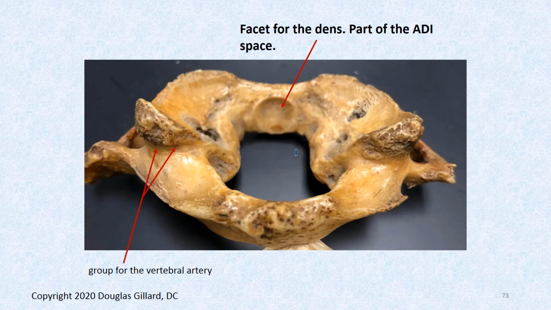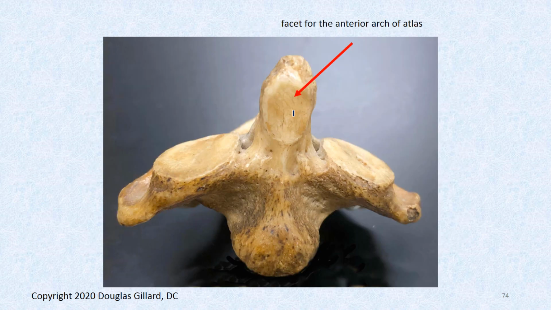So let's look at what I'm talking about. So that is a facet. Remember, the dens would go right here. This is a P to A view of atlas. There's the groove again for the vertebral arteries, but there's the facet for the dens, which would articulate with the dens. The dens has a facet called the facet for the anterior arch, and those two connect together. They have a capsule. It's a true diarthrodial joint. See, there's the facet for the anterior arch of atlas. Nice picture of the dens. The facet for the alar ligaments would be right here and here.